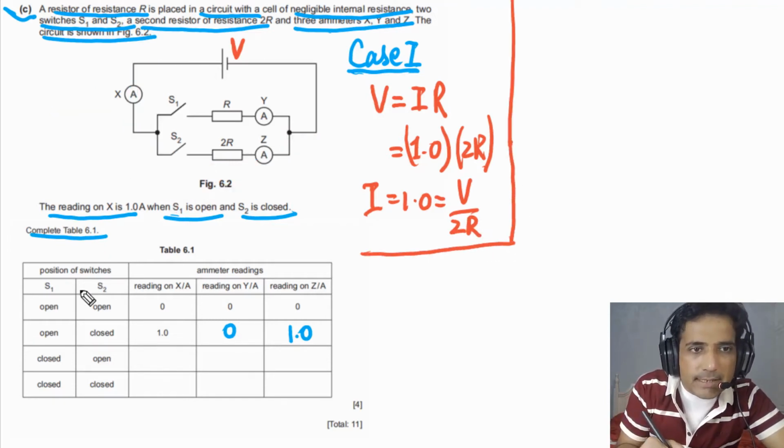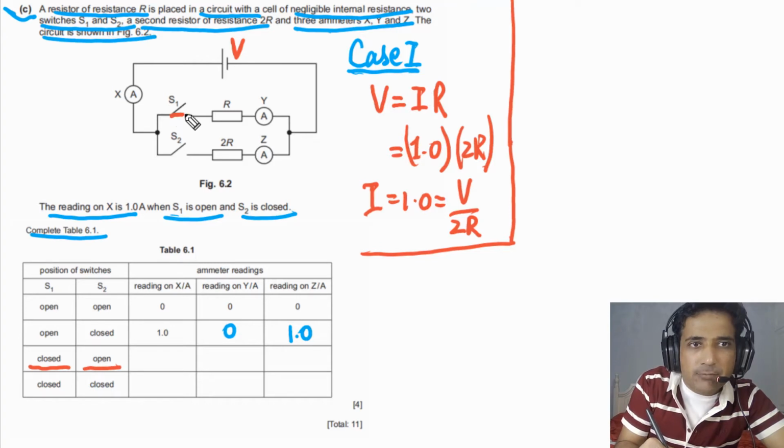For the second case, it is given to us S1 is closed, then S2 is open. Means this one S1 is closed, then this one is open. So we can redraw our circuit again. So you can see now this is our circuit. So we can simply redraw. This one is our circuit.